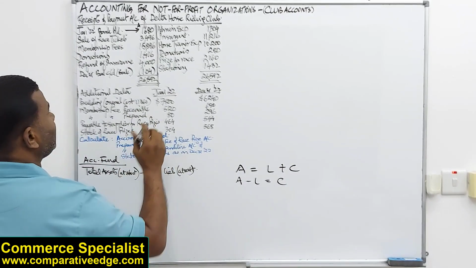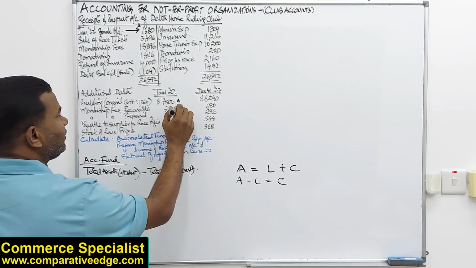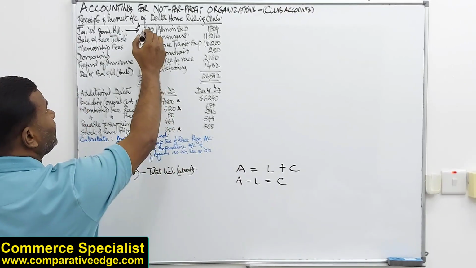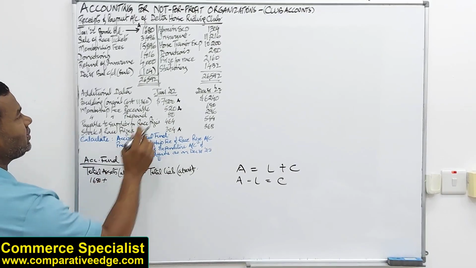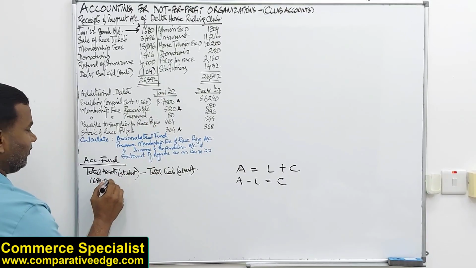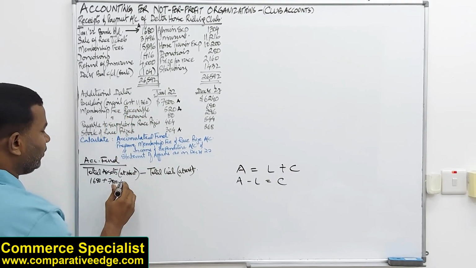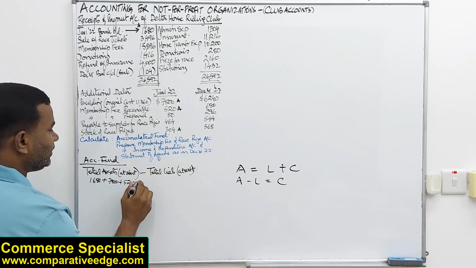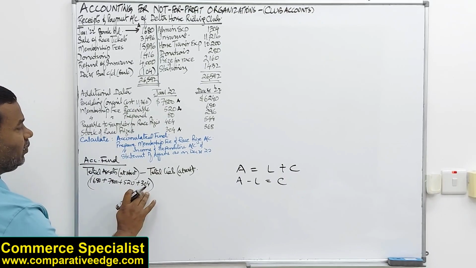So I'm just highlighting assets. Building is an asset. Membership fee receivable is an asset. Stock of raffle prizes is also an asset. So if I add all this, 1680 opening bank balance plus opening balance of building, which is 7,800, plus membership fee receivable 520, plus stock of raffle prizes, which is 304. So these are all my opening assets.